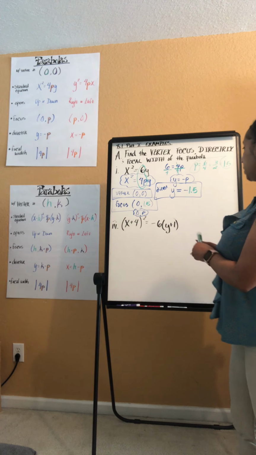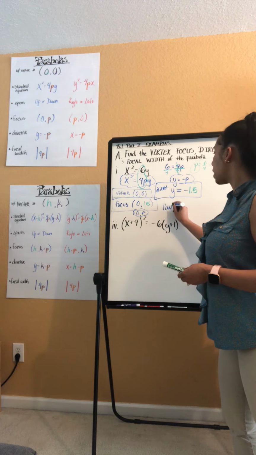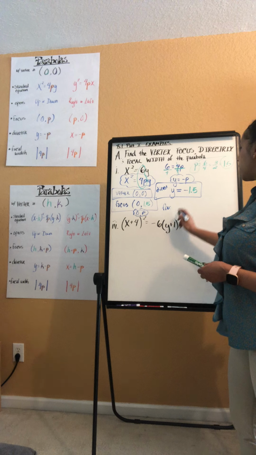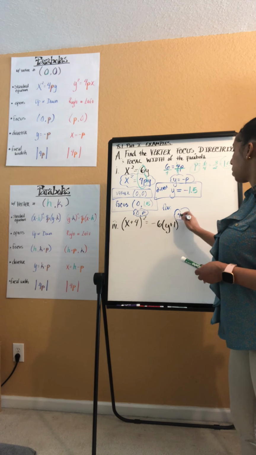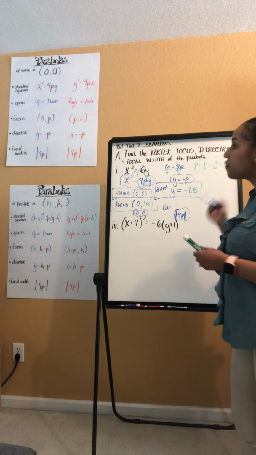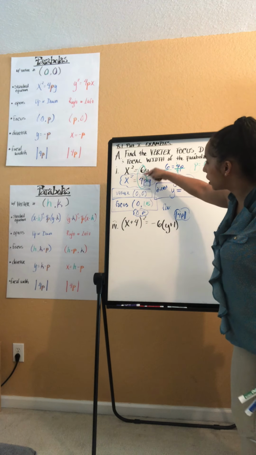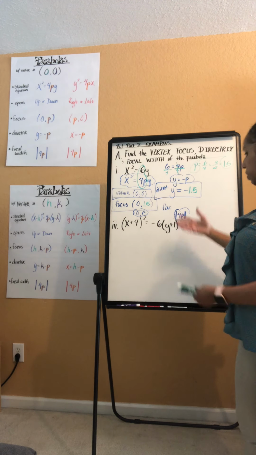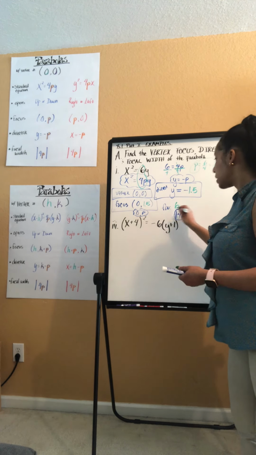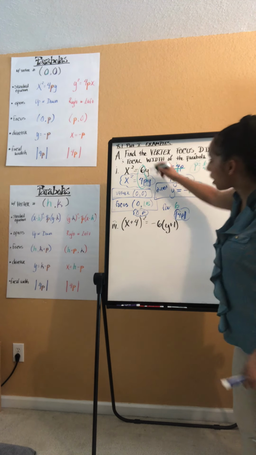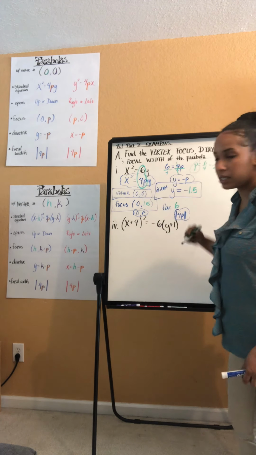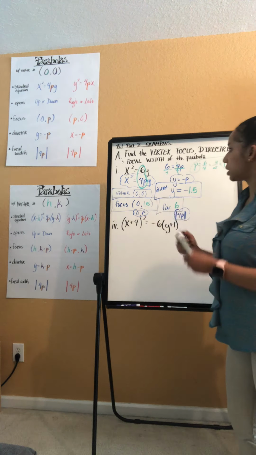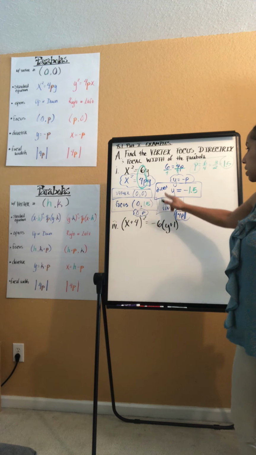But 4p. So focal width, I'm just going to abbreviate FW. And our formula for that is the absolute value of 4p. 4p is what I had from the very beginning, right? 4p was 6. That's where I started. So it's just going to be 6. That's what the focal width is. It was 6, and I wanted to make sure it's positive, and it is. So that is A1, the vertex, the focus, the directrix, and the focal width.